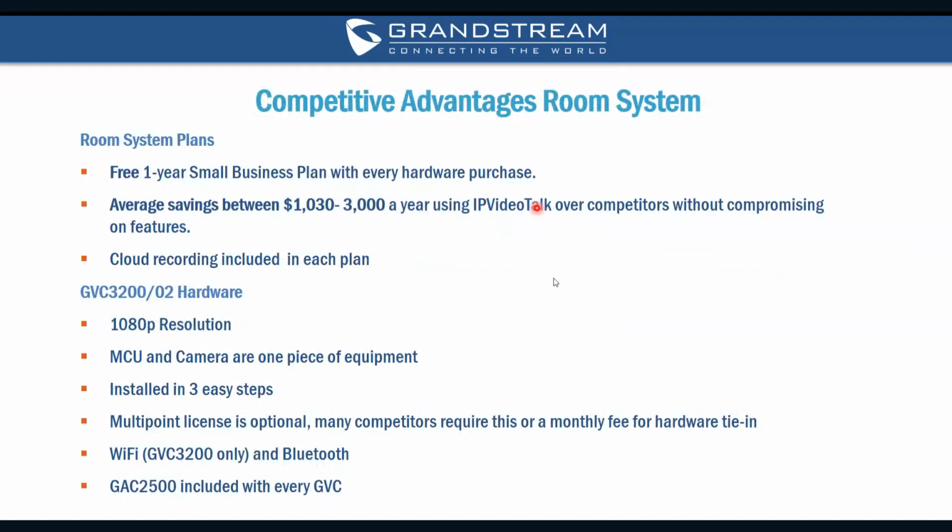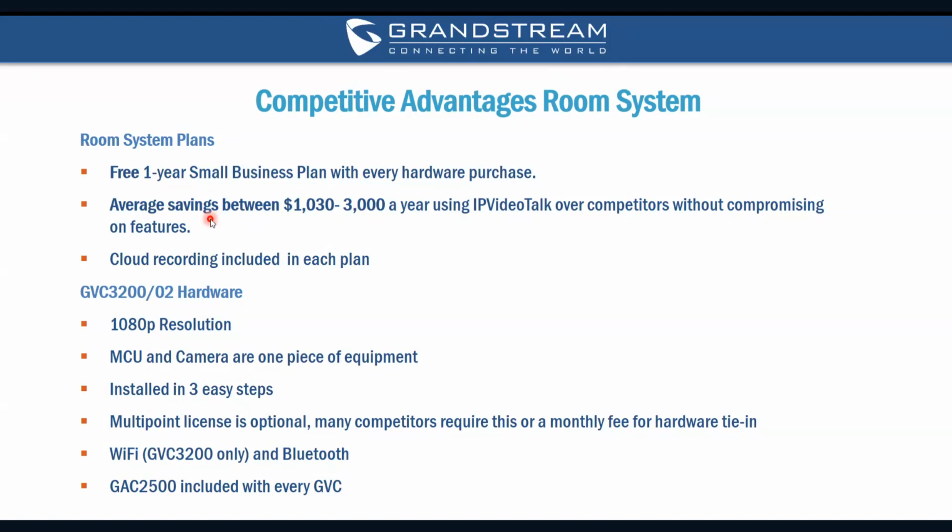For the recap of the advantages of the room system, this involves the devices, the GVC series. For the room system plans, we have a free 1-year small business plan for every hardware purchase. So if you are able to purchase a GVC 3200, even 3202 or 3210, it also has the IPVideoTalk license for at least 1 year. So you can utilize that one.